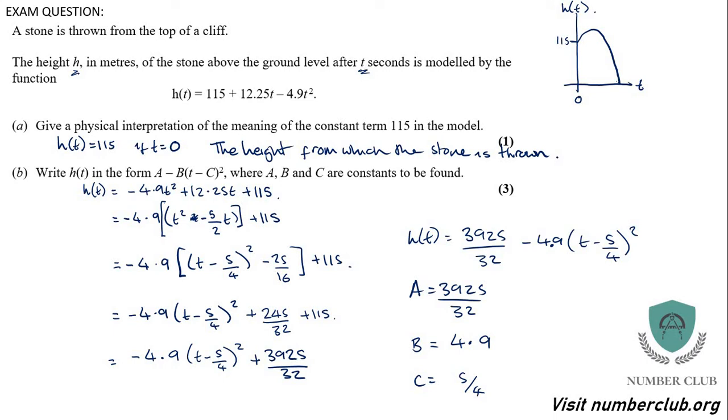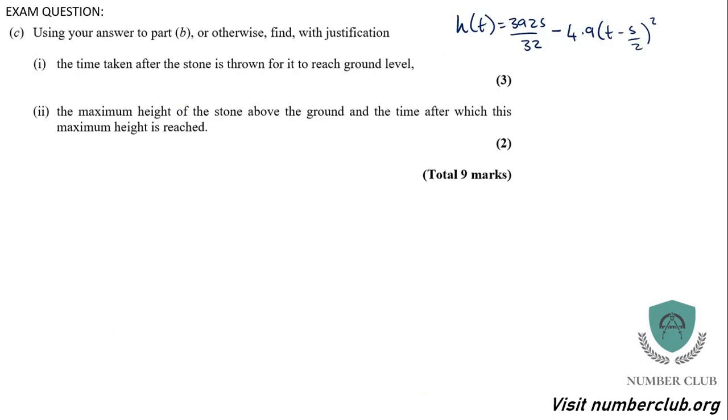So let's move on. Okay, so using your answer to part B, which was this thing up here, or otherwise, find with justification the time taken after the stone is thrown for it to reach ground level. Now, if you think we've got the stone being thrown, when is it going to reach ground level? It's one of the solutions, isn't it? It's when does h of t equal 0? This here was h of t. When will it equal 0? So we're going to let this thing equal 0.